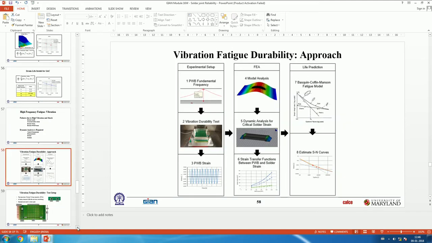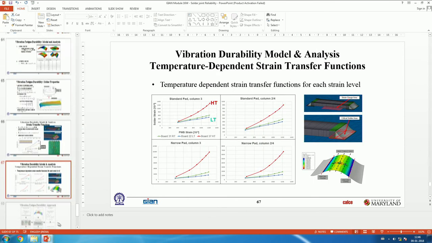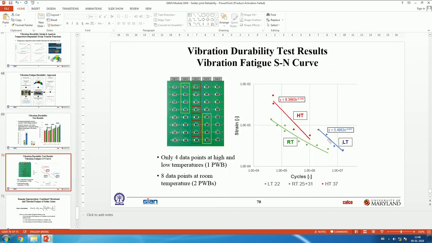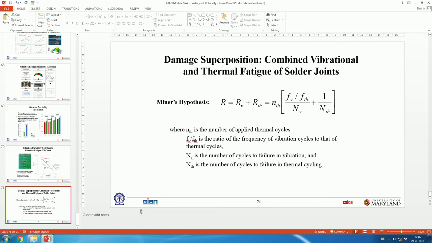So basically we have vibration shakers inside our environmental temperature chamber, so we can actually run these vibration tests at many temperatures, and that's what you're finding here. We can generate fatigue curves at different temperatures as a result of that, okay? Okay, last slide before lunch.